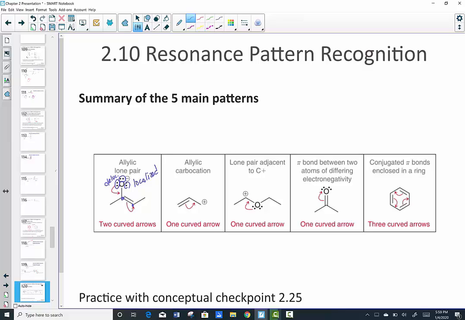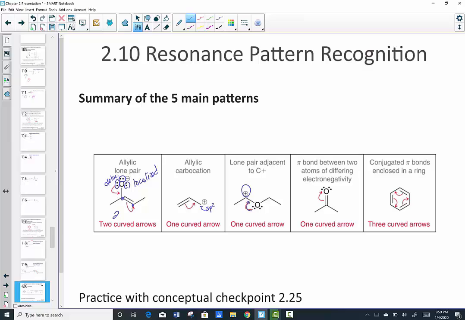We had an allylic carbocation. Remember, this is an sp2 empty orbital, so it will happily accept a pair of electrons. A lone pair adjacent to a carbocation. Again, this is an empty orbital. It will happily accept a pair of electrons.